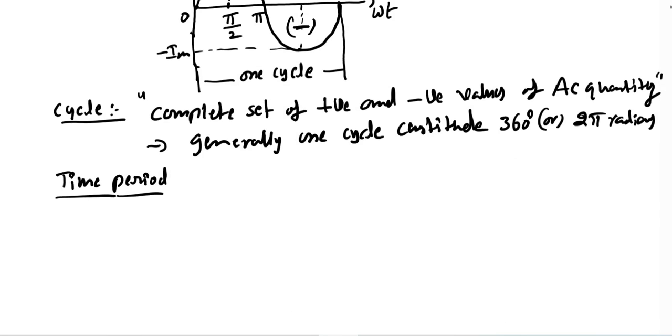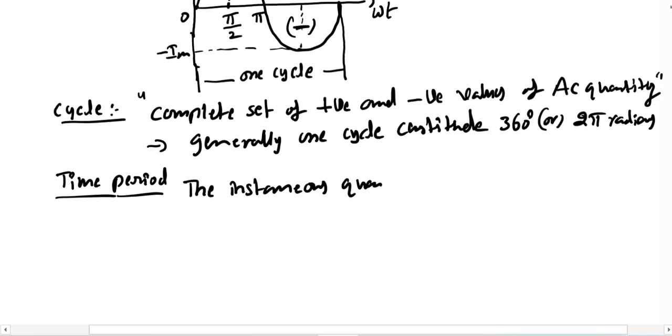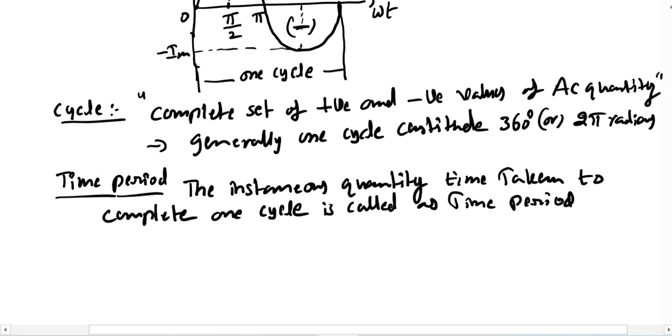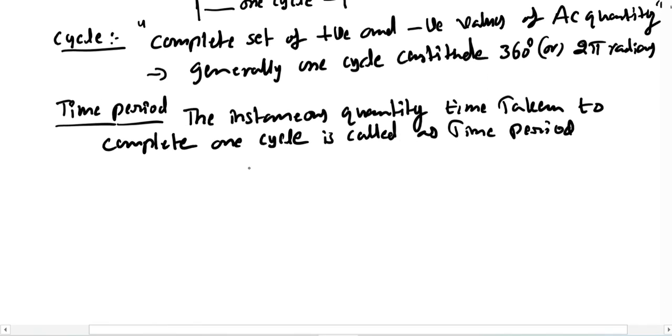The time taken to complete one cycle is called the time period. That is the definition. So let me explain this one with the diagram here.